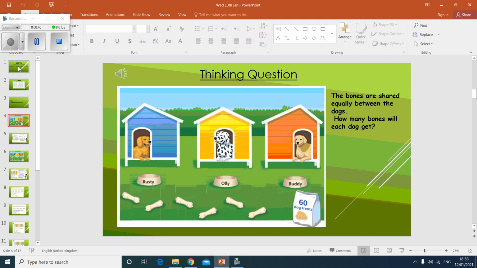Our first question is a thinking question. You do not have to write anything down. The bones are shared equally between the dogs. So how many bones will each dog get? Let's look at the image. We can see 3 dogs and I can see 6 bones. So that's 6 bones shared by 3 dogs. Pause the video while you have a think.